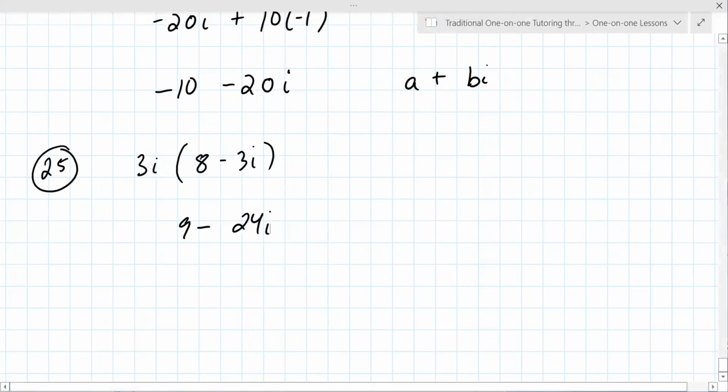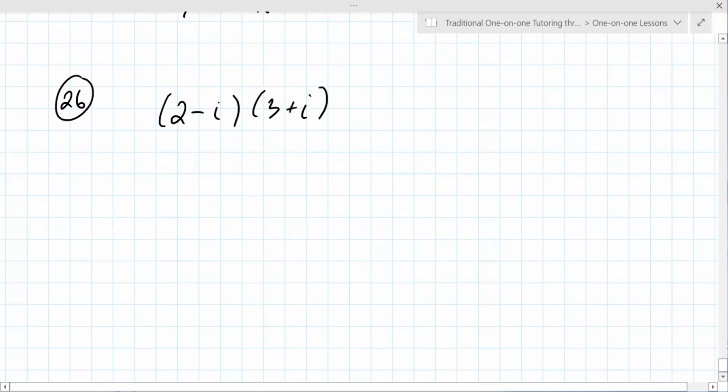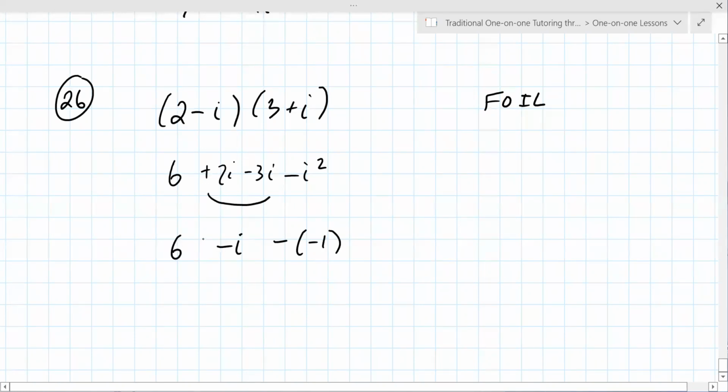All right, so 26 and 27 are FOIL problems. You just do the same FOIL that you're used to. First, outer, inner, and last. You combine like terms, the outer and the inner. And then the last term over here, it's minus -1. It's good in the beginning to write it that way, so you don't mess up signs, because it comes out +1. 6 plus 1 is 7. There's your final answer.